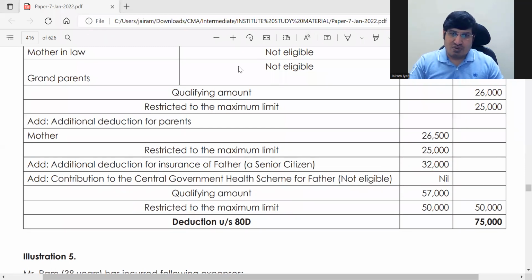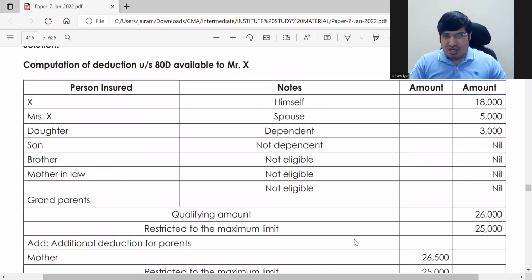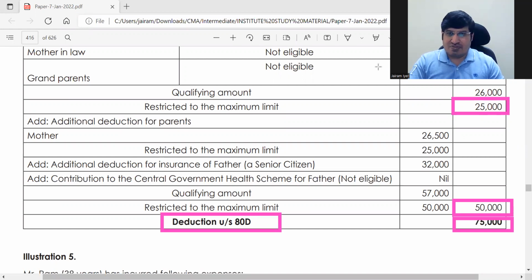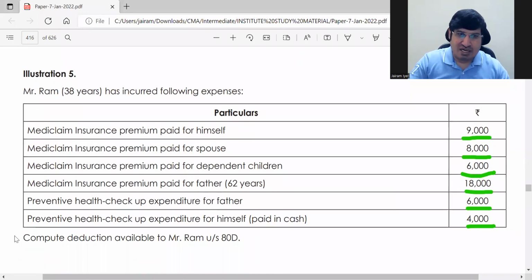Okay, so now we'll move to the next problem. ठीक है, समझ में आ गए. तो इसमें क्या हुआ, now you got, earlier we had got 25,000 in point 1, correct. यहाँ पे 25,000 we got in point 1, 50,000 in point 2. ठीक है, so total is 75,000 deduction. ठीक है, this is how you have to write the answer. चलो अभी अगला प्रॉब्लम देखेंगे.